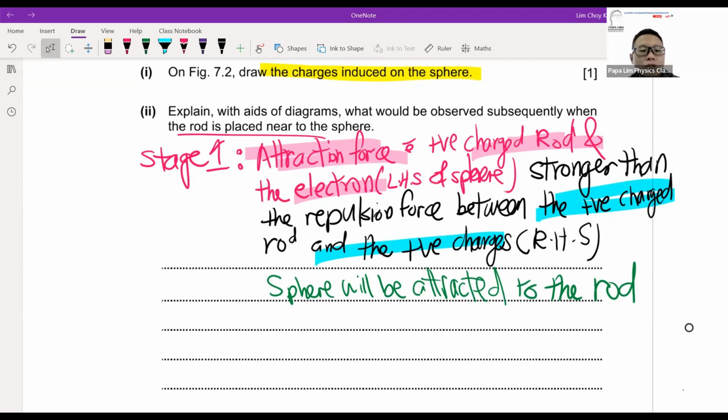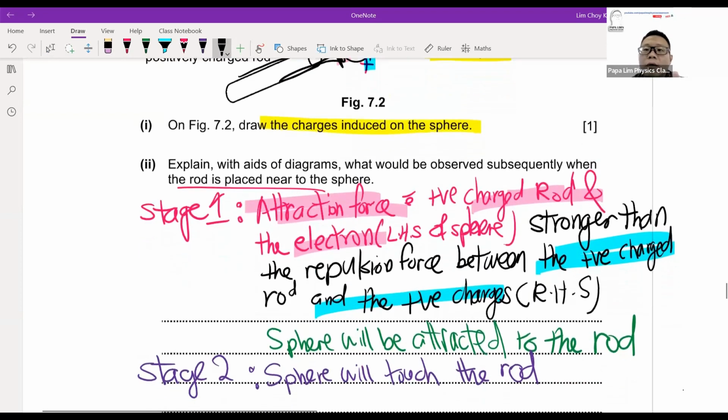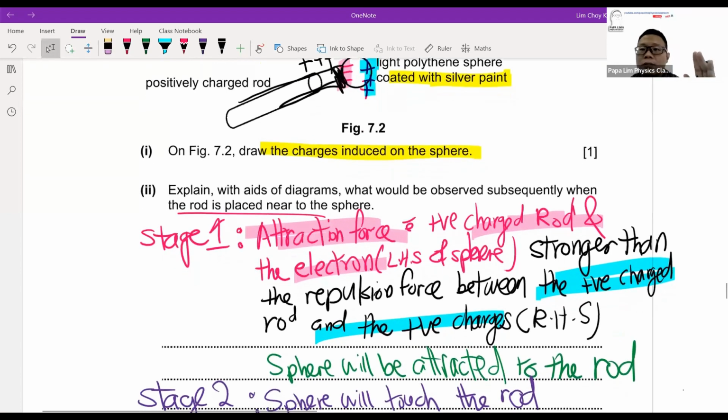And what happened is at stage 2 now, after you're attracted. After you're attracted, what will happen? The sphere and the rod will touch each other. The rod is positive charge. When the sphere touches the rod, remember, you have a positive charge on the left side, negative charge on the right side.